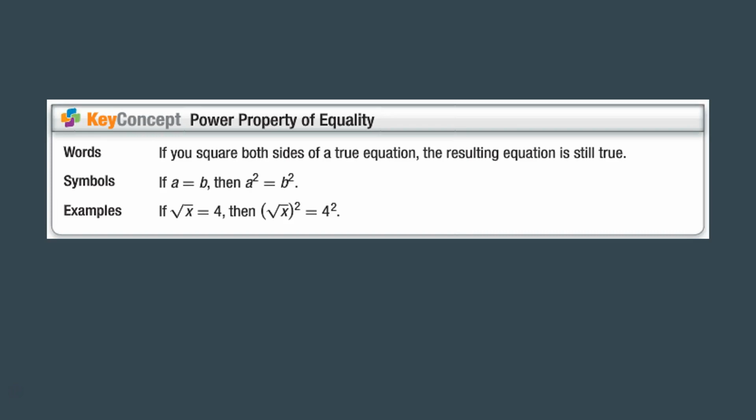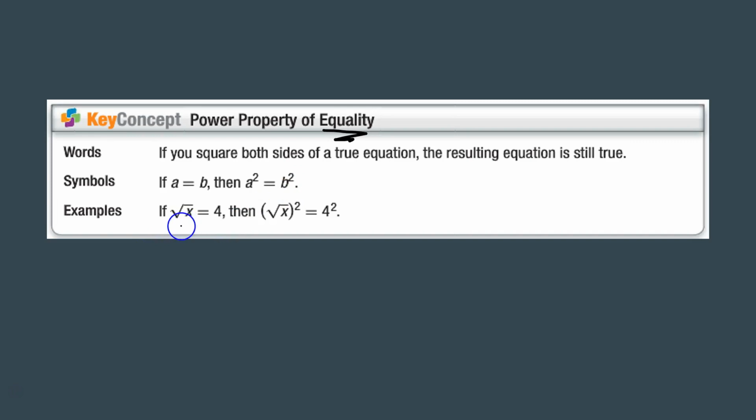Alright, so the power property of equality. If you square both sides of a true equation, the resulting equation is still true. So just like what we've said before, when you're simplifying and solving for things such as x, if you do it to one side, you have to do it to both sides. It's not just to one side, and it's not equal. Notice it says power property of equality. That means it needs to be shared on both sides. So if you square one side, you have to square the other side.